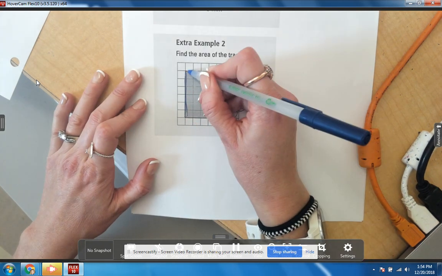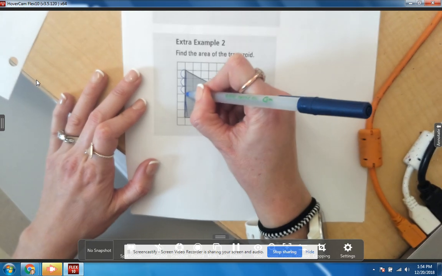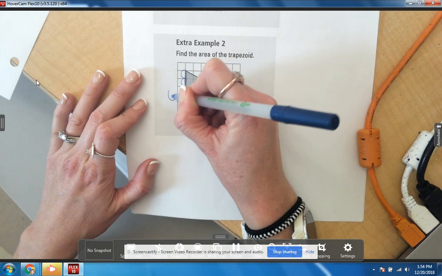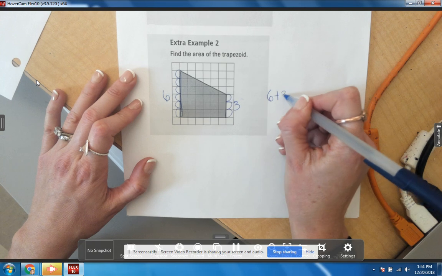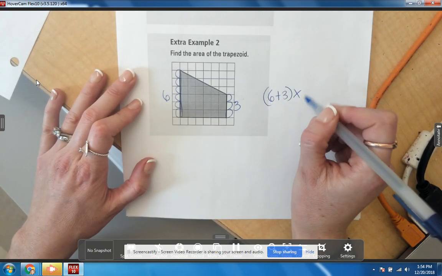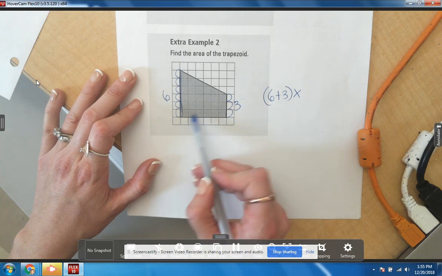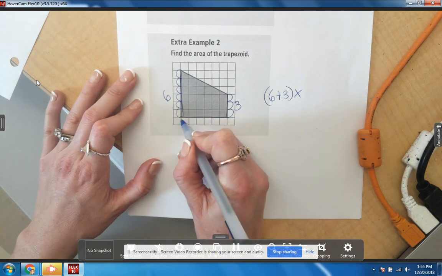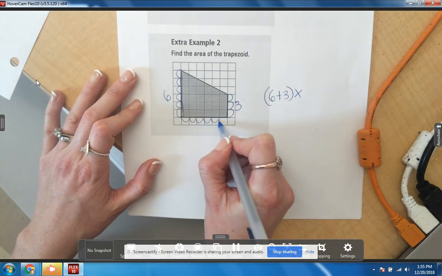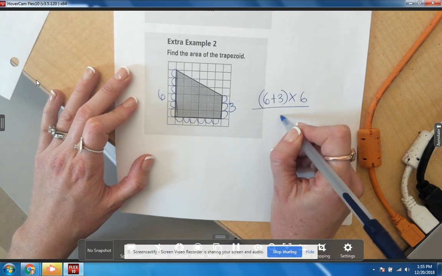Same thing over here. I'm going to do 1, 2, 3, 4, 5, and 6. So far I have big base plus little base. I need to figure out the height. The height has to make a straight line from big base to little base, so I could draw it here, or I could just use the one that's down here. Count my loops, 1, 2, 3, 4, 5, 6, and then divide my answer by 2.